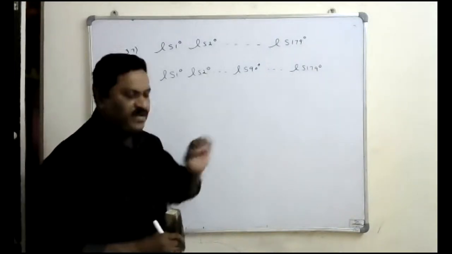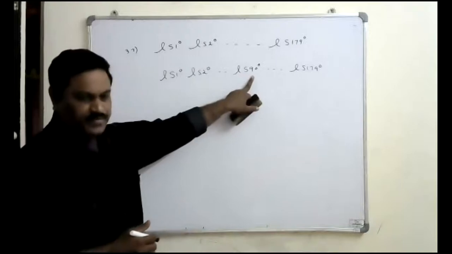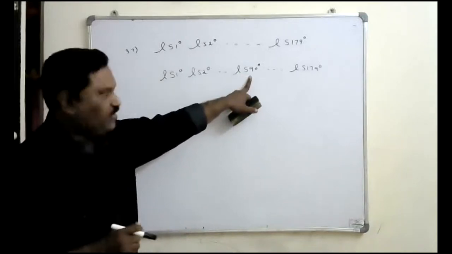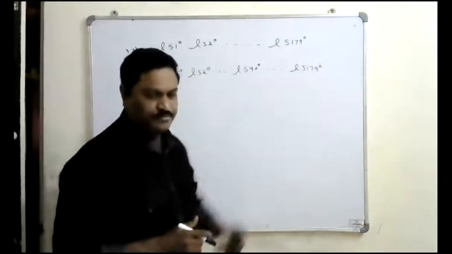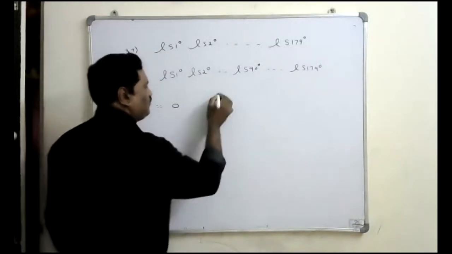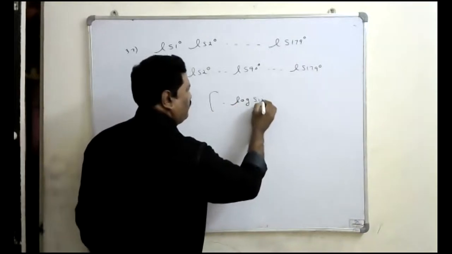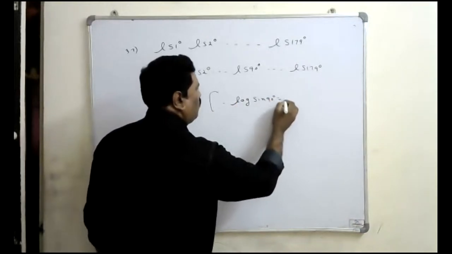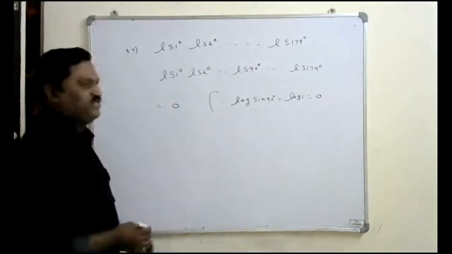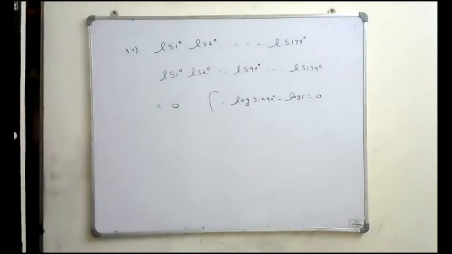What is the value of sine 90 degree? 1. The value of log 1? 0. 0 into something? 0. So therefore the answer is 0. Since log of sine 90 degree is equal to log 1, that is equal to 0. 0 into something is 0. That's the answer.